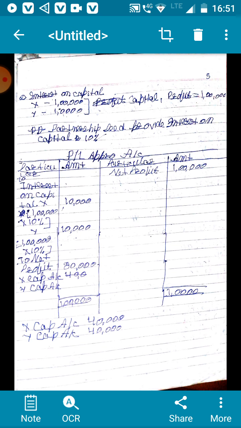Now the net profit is transferred to X capital account and Y capital account. 10,000 is given to X as interest on capital, and 10,000 is given to Y as interest on capital. 10,000 plus 10,000 is equal to 20,000. Deduct 20,000 from the net profit, which is 1 lakh, and we get 80,000.